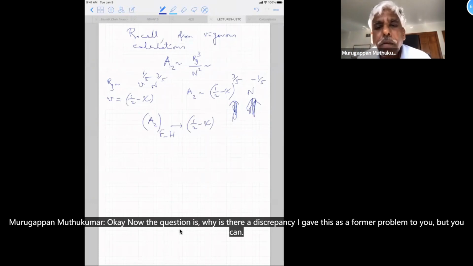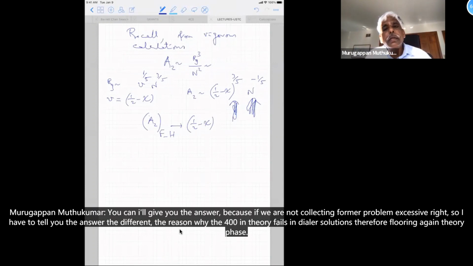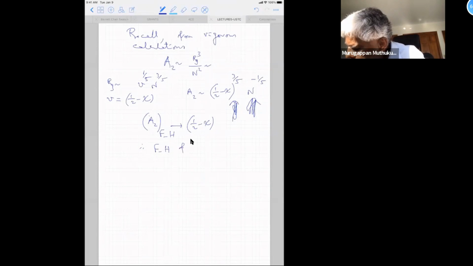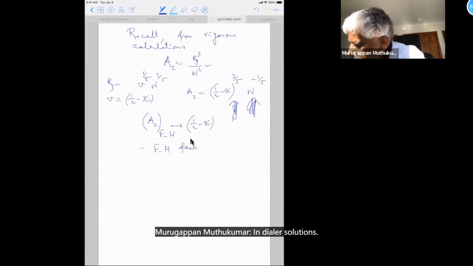Okay. Now the question is, why is there a discrepancy? I gave this as a homework problem to you, but I'll give you the answer, because we are not collecting homework problem exercises, right? So I have to tell you the answer. The reason why the Flory-Huggins theory fails in dilute solutions. Therefore, Flory-Huggins theory fails in dilute solutions.